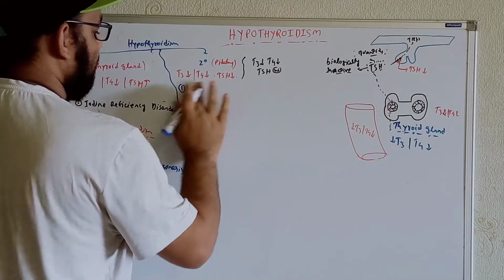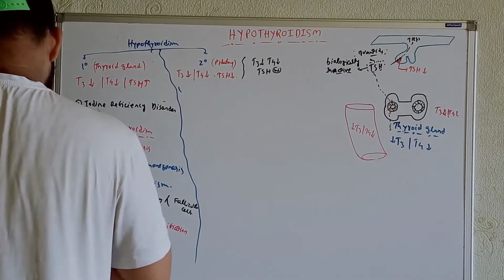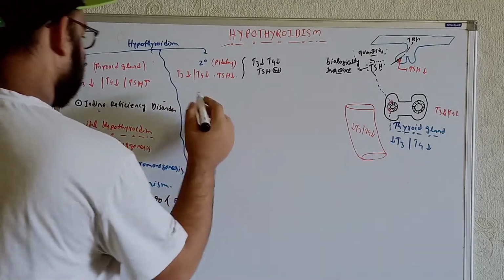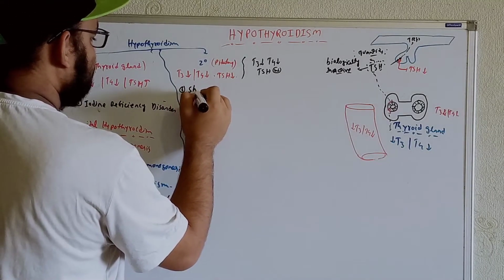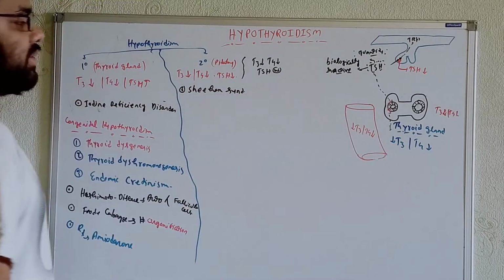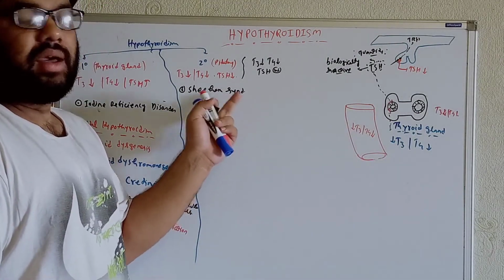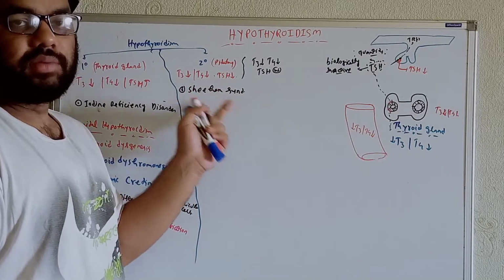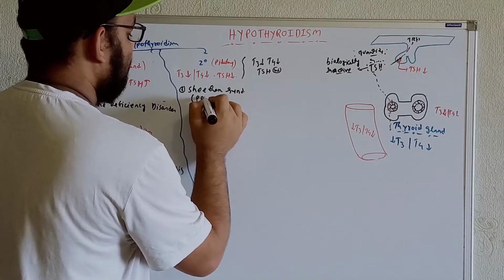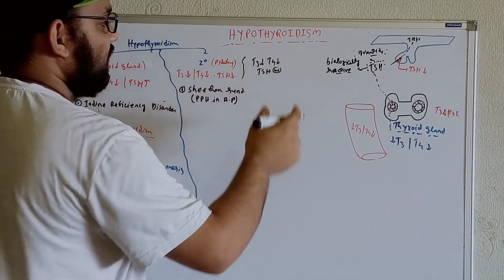Okay, let's use a different color for the different portions. First, we'll get Sheehan syndrome. What do we know in terms of Sheehan syndrome? We'll get postpartum hemorrhage within the anterior pituitary. If we get postpartum hemorrhage within the anterior pituitary, then you can get Sheehan syndrome. Let's write it: postpartum hemorrhage in the anterior pituitary. As a result, there will be less production of TSH.